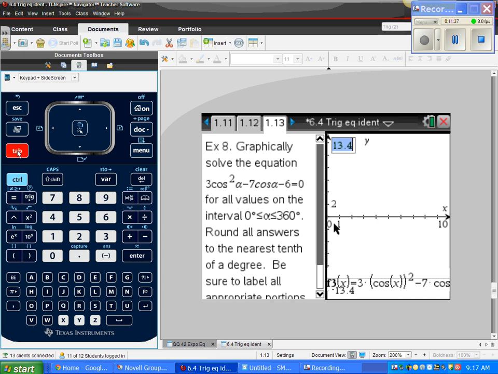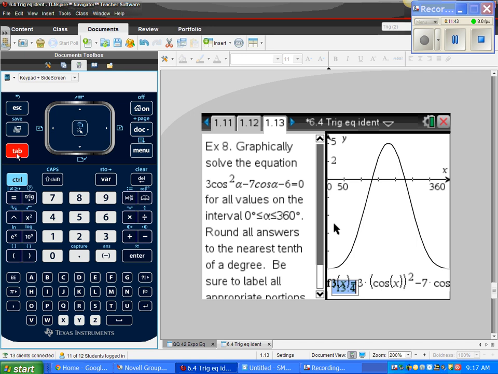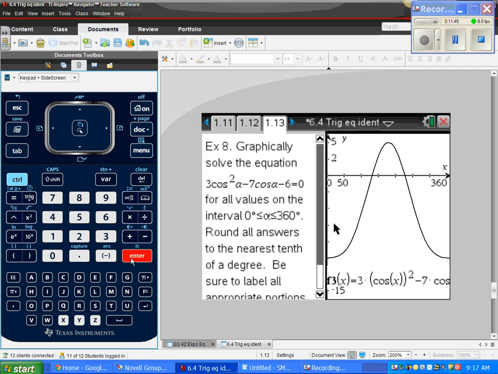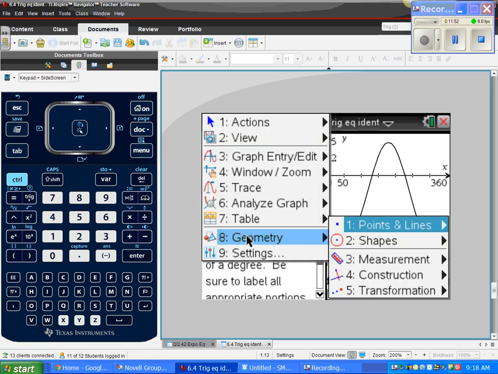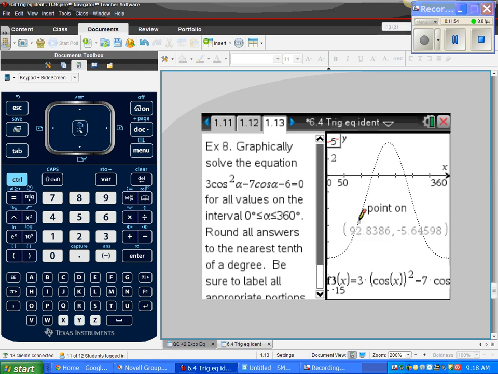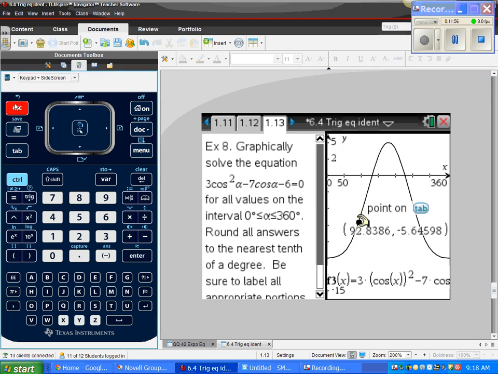Maybe, what did you use? 5, okay. And 360, and would you use for your, okay, good. So that's pretty nice, right? So my last step is to do what? Yeah, menu, geometry, points and lines, point on, click enter, escape.